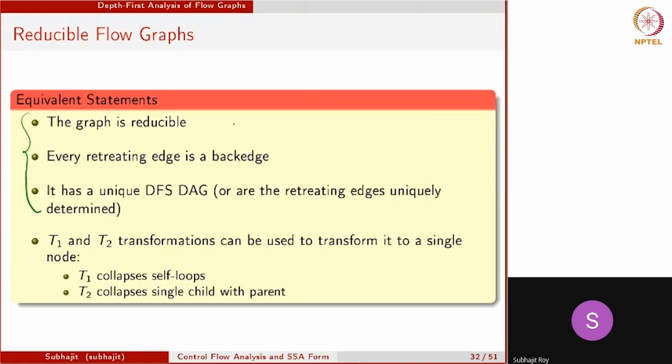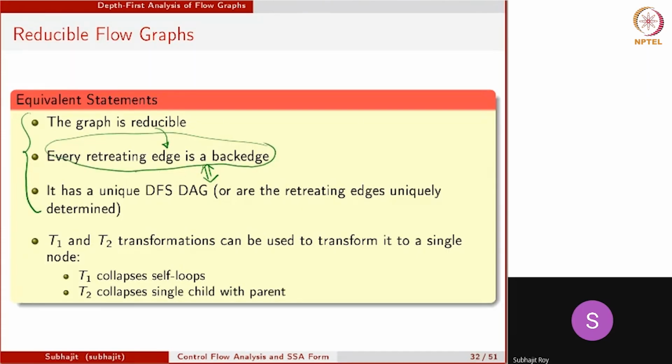So, more importantly, why are these two equivalent? These two are actually equivalent. So I say something is a reducible graph. You can say this is a definition of it. That is one way to say it. I'll say something is reducible if every retreating edge in that graph is a back edge.